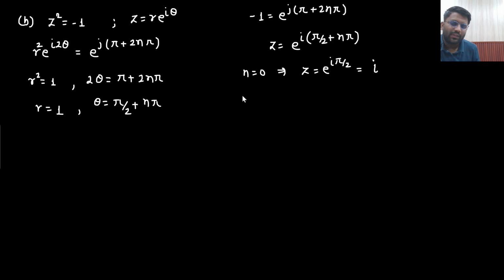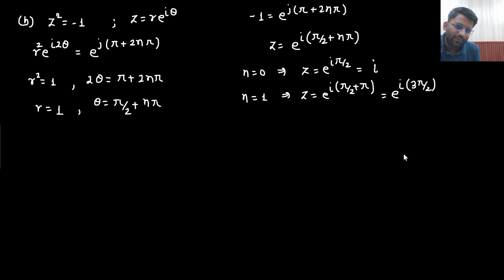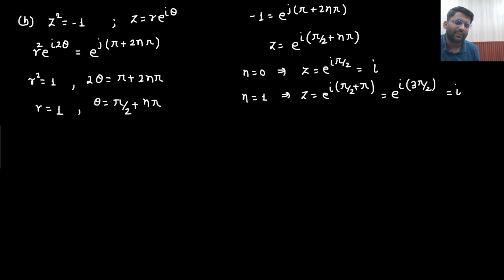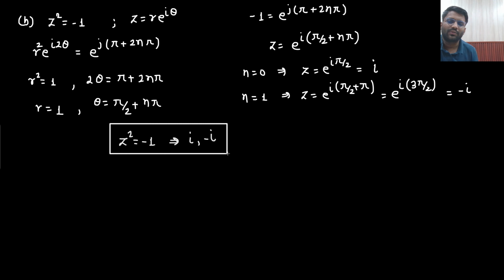Now I will put n equal to 1. If I put n equal to 1, what will I be getting? Z equals e to the power iota (pi by 2 plus pi). It will be e to the power iota 3 pi by 2, making an angle of 3 pi by 2. That is nothing but equal to minus iota. So two answers I am getting, which are iota and minus iota. So z square equals minus 1 will have two solutions, iota and minus iota.